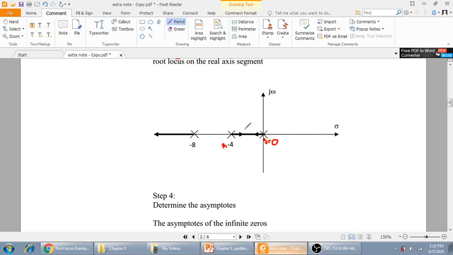Then you go to the next pole, which is s equals minus 8. If you see here, at your right side there are an even number of poles, so the direction will not be here. The direction will be at the left, so it goes to infinity. This is the way we can find the direction.